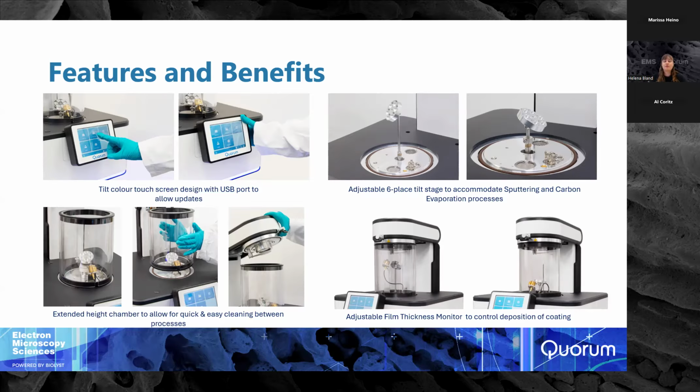With carbon evaporation, we prefer to have our sample further away from our carbon source, because the evaporation of carbon rods can cause heat to build up within the chamber. So we use this sort of short stage to keep our sample far away from the carbon source. You can see in the tall configuration, we've got it set up for sputter coating. And then our film thickness monitors automatically come with the system. That's a quartz crystal monitor, which allows us to control the deposition onto our sample.